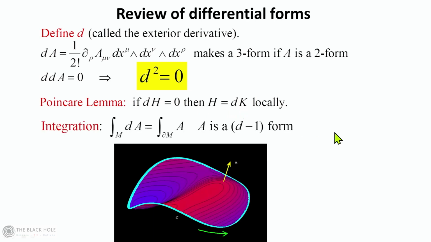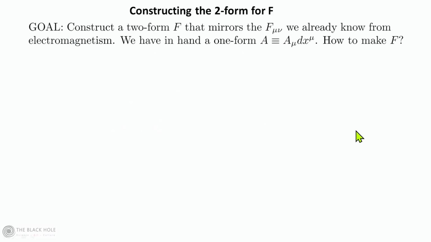And finally, we will need this rule of integration, that if you integrate a form which is of the type dA over a manifold, then that's equal to integrating A over the boundary of that manifold. This is Gauss's law. It's also Green's theorem. It's the fundamental theorem of calculus. Okay, so now let's come down to business.